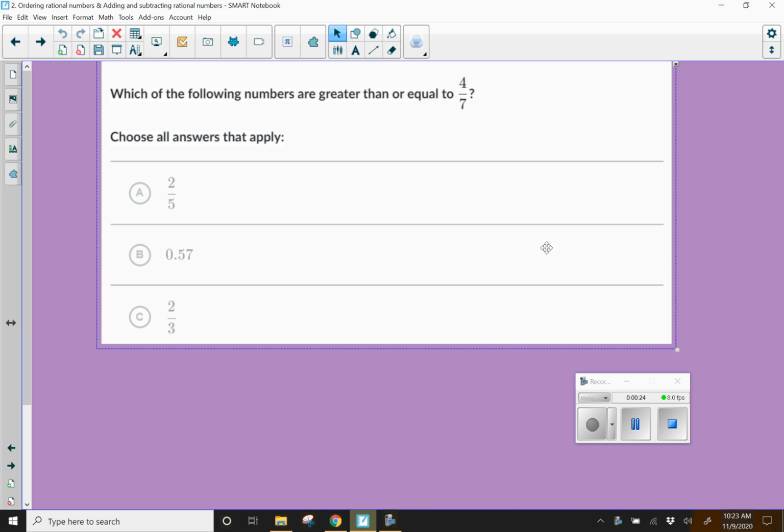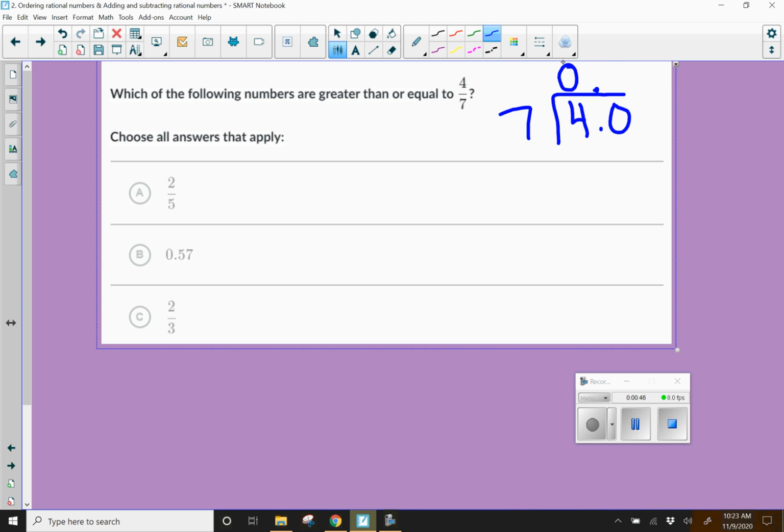So the first thing we need to do is determine what is the decimal value for 4/7. As you can recall, in order to convert a fraction to a decimal, we're just going to drop our numerator inside and divide. I'm just going to put my decimal up top because I know I'm going to get a decimal answer. So 7 can't go into 4, but it can go into 40 5 times. That gives us 35 with a remainder of 5. So I'm going to bring another 0 down.